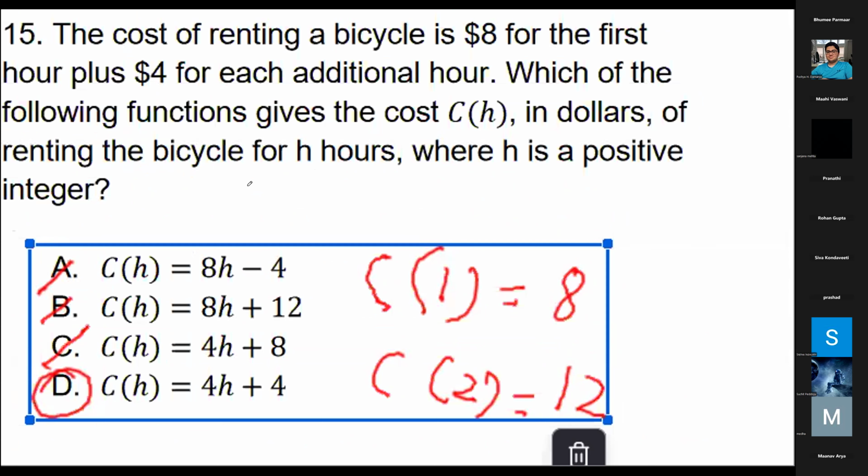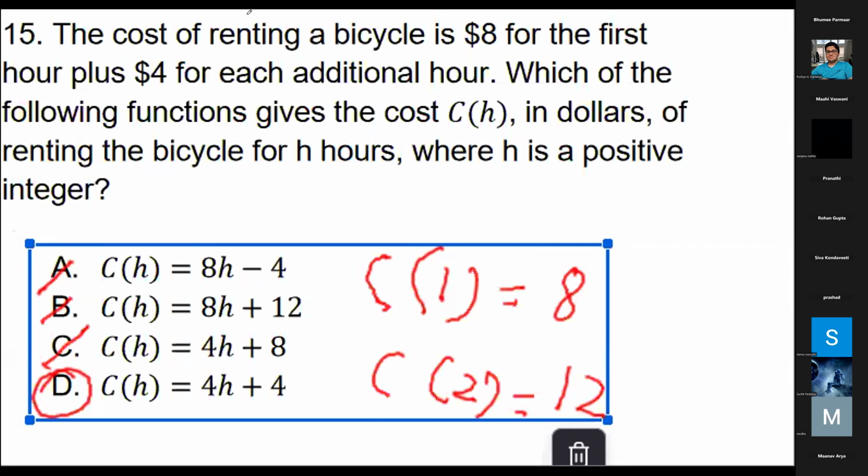That is a given. So you can just plug that into all of these equations and see which one gets you 8. If you plug in 1 here, this would get you 4. If you plug in 1 here, this would get you 20. If you plug in 1 here, this would get you 12. And if you plug in 1 here, this would get you 8. So the correct answer is D based on that, because basically you have to get $8 for the first hour.